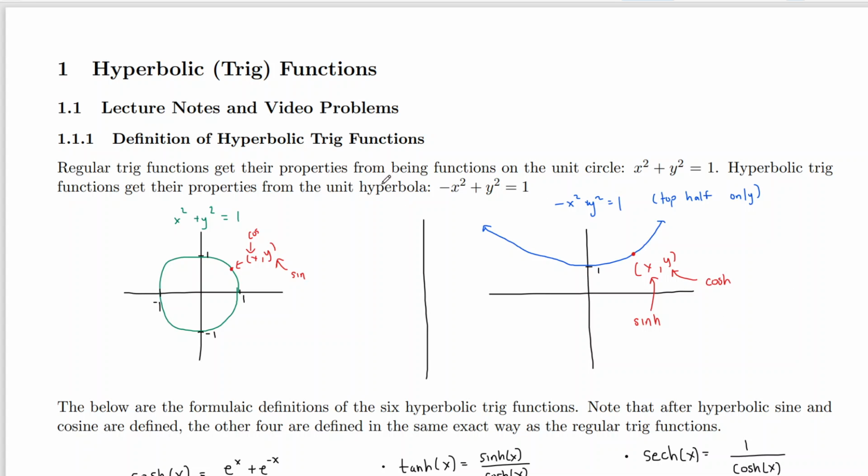Welcome back, everyone. In this video, I'll be going over the lecture for hyperbolic trig functions. Now, in this section, we will talk about what the hyperbolic trig functions are.